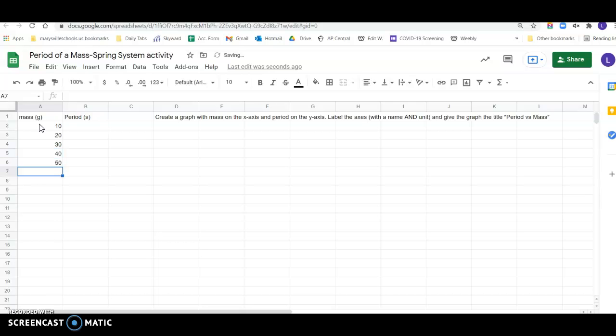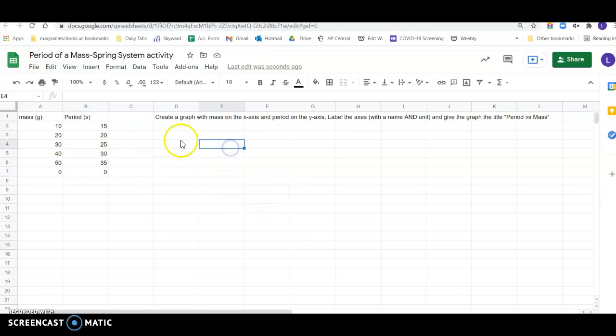I would suggest putting in the number 0, 0 as well, so you have that data point, because if there's no mass, the period would be 0. And then you're going to put in the period. And again, this relationship that I'm using right here is incorrect, so please don't use that.